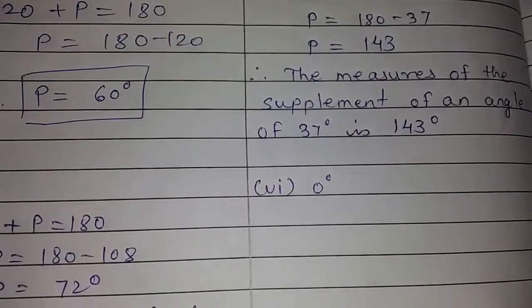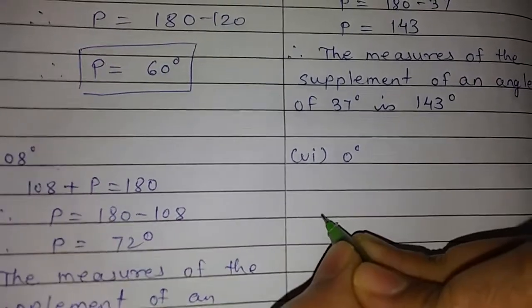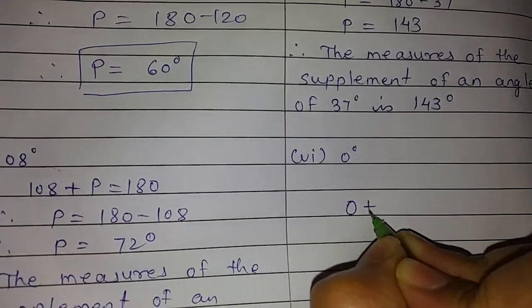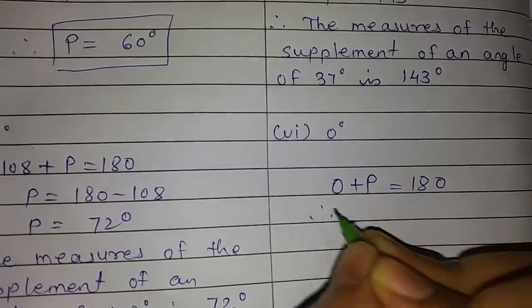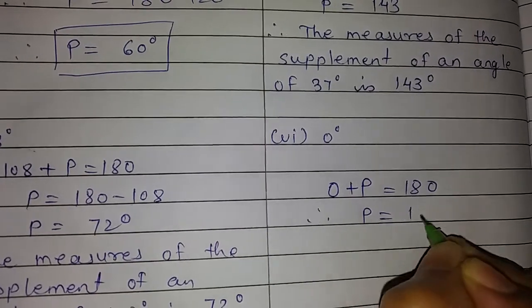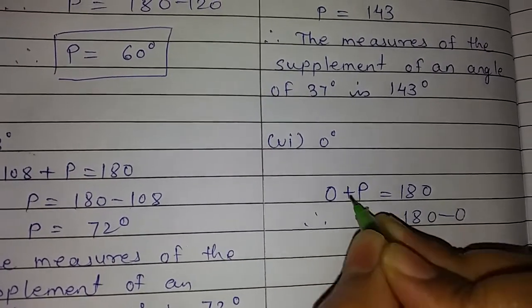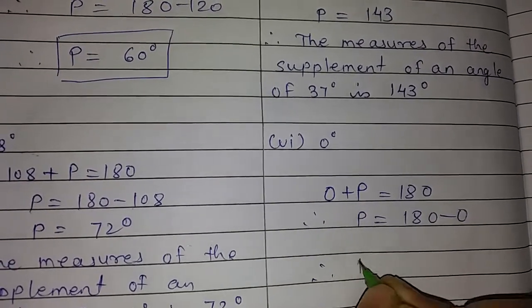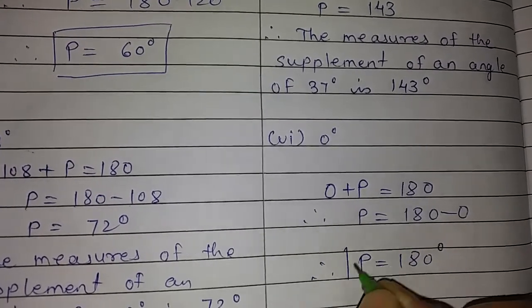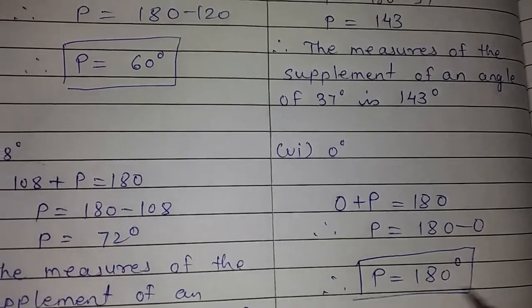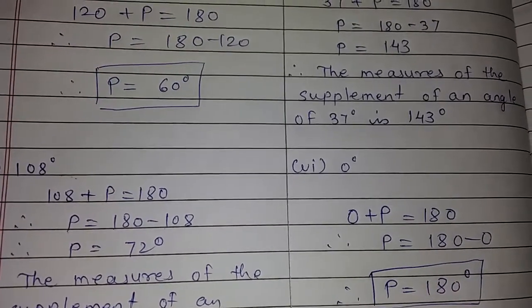Now next, 0 degree angle. Then what is our equation? 0 plus P is equal to 180. Therefore, P is equal to 180 minus 0. How much? 180 minus 0 is 180. Answer is 180 degree.